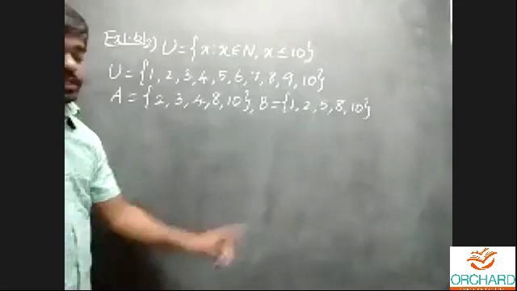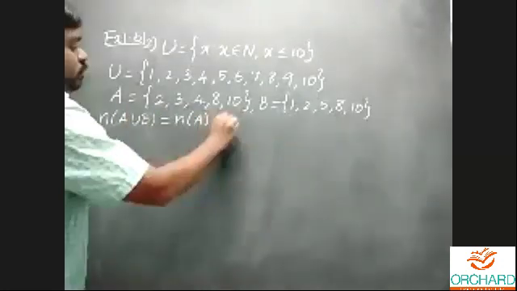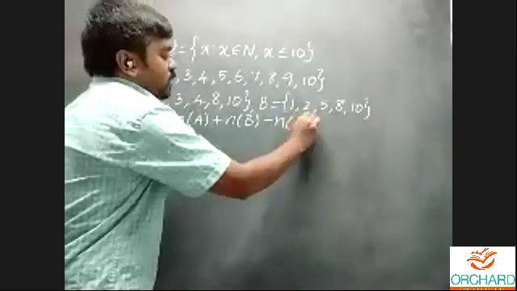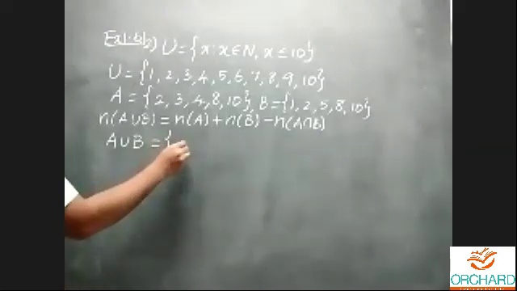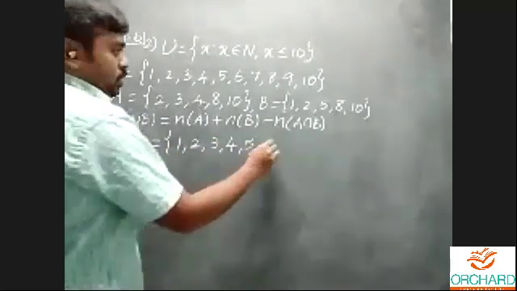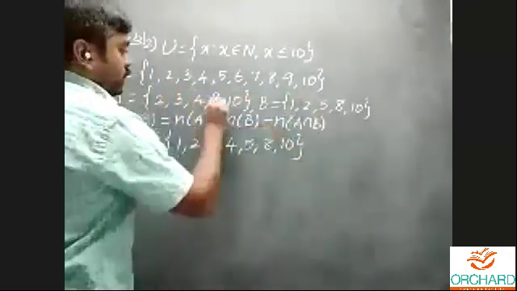Okay, fine. Here we'll verify the property n of A union B equals n of A plus n of B minus n of A intersection B. What are the required things for this problem? You want to find A union B and A intersection B. Also, you can identify the cardinal numbers of A, B, A union B, and A intersection B. First, you'll identify A union B, the union of the two sets A and B: 1, 2, 3, 4, 5, 8, 10. This is A union B.